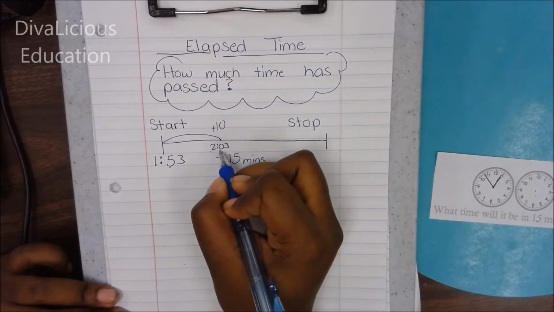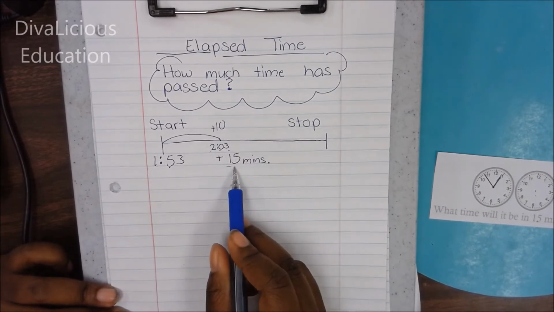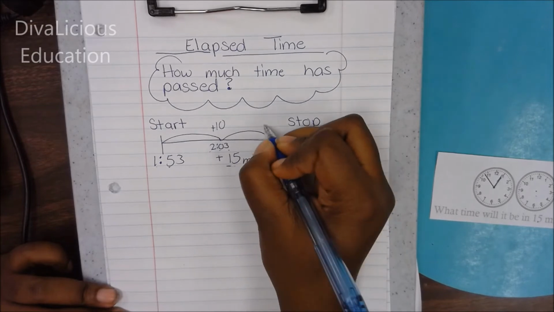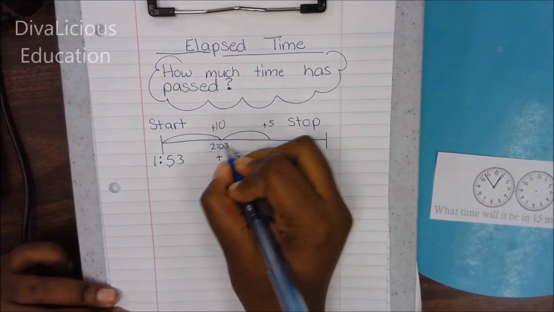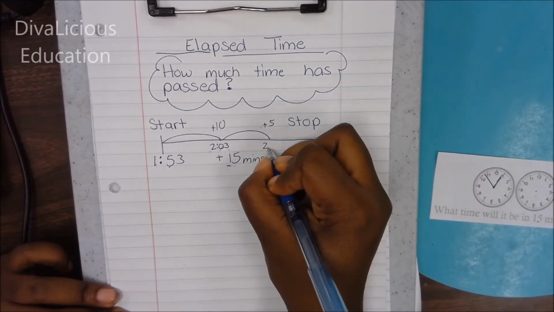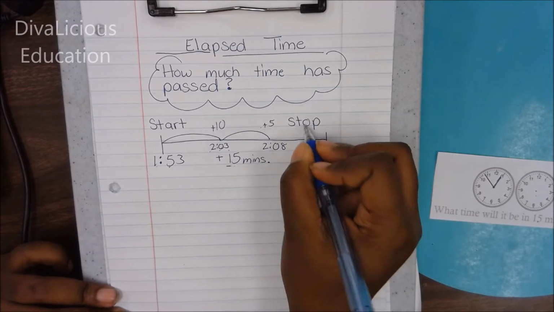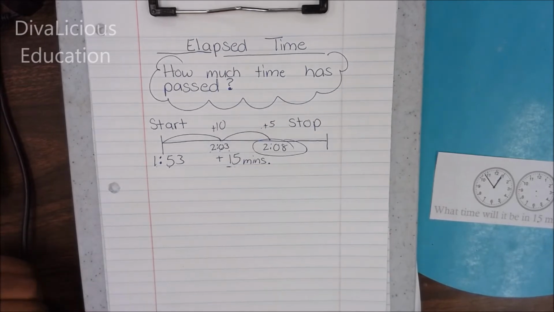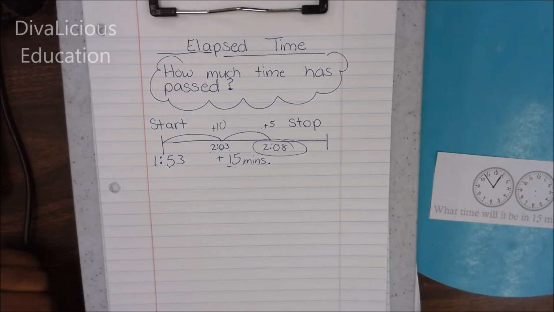So I'm at 2:03, and then I need to add 5 minutes. And 3 plus 5 is 8, so then it would be 2:08. So the stop time would be 2:08. So basically I hop along the number line until I get to where I need to be.